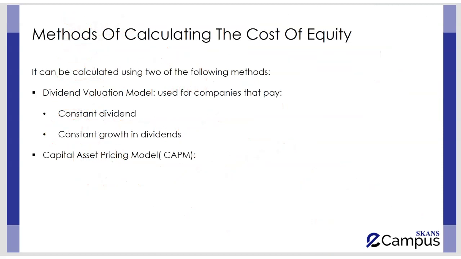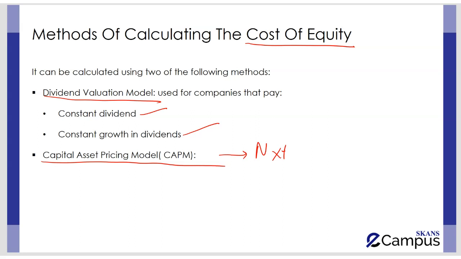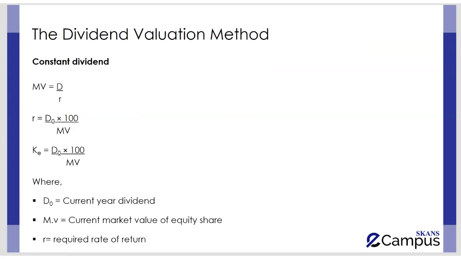Now, the biggest issue that you will have is finding the cost of equity in an ACCA paper, because the cost of debt and the cost of preference shares will normally be given. Now, there are two methods to calculate the cost of equity. We have the dividend valuation method, in which we have two types, the constant dividends and the constant growth in dividends. Plus, we have the capital asset pricing model that we will discuss in the next video. So let's move to the dividend valuation method first.